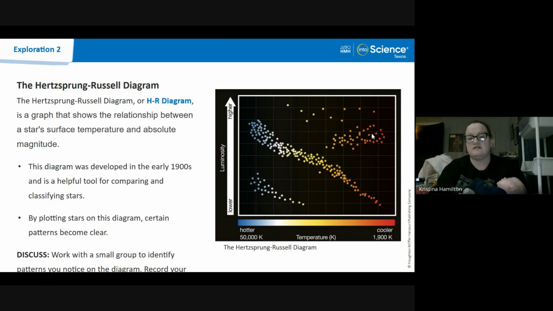Because as you can tell, your cooler ones are redder, all the way to that blue, and then you have the white here.